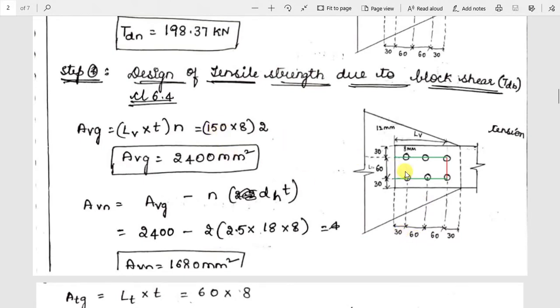And t is the thickness. Thickness is 8. And n stands for the number of shear planes. There are two shear planes, so n will be 2. This gives you Avg, the gross area in shear.